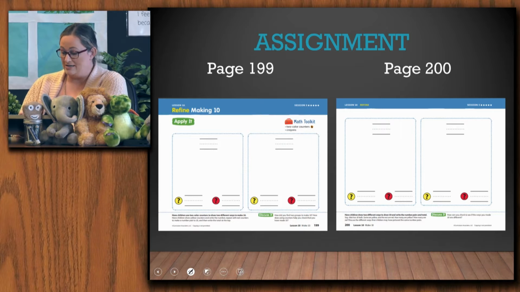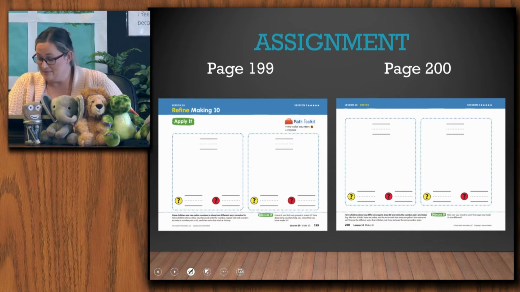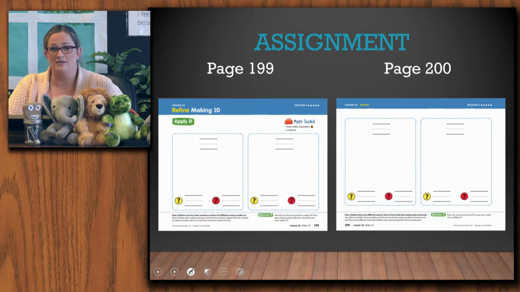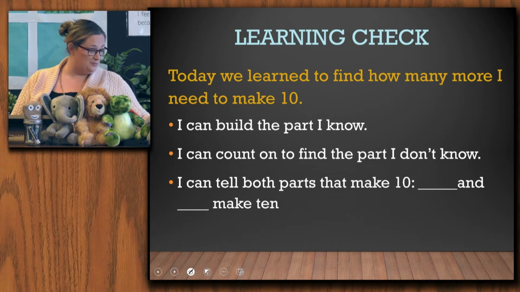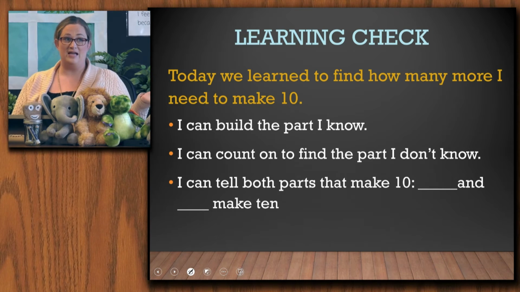All right. For your assignment today, you get to play the cup and counter game. Now, if you don't have a cup and counter at home, that's okay. You can just draw 4 different ways to make 10 using 2 different colored crayons. Okay? All right. Today we learned to find how many more we need to make 10. We built the part, we counted the part we knew, right? And we counted on to find the part we didn't know. And then we said blank and blank make 10, right?